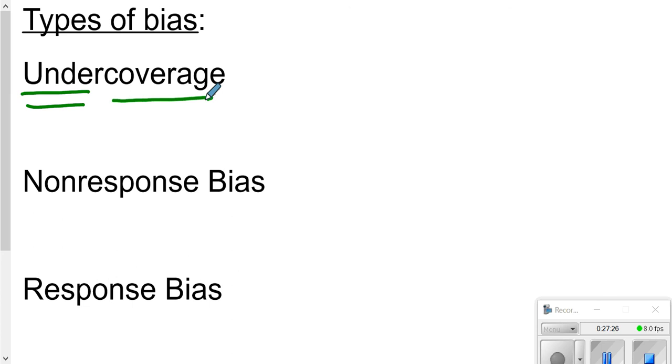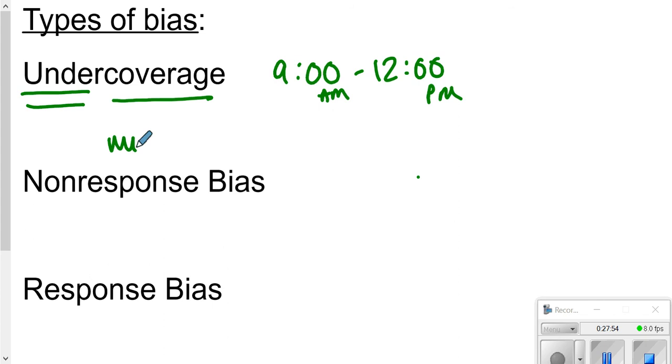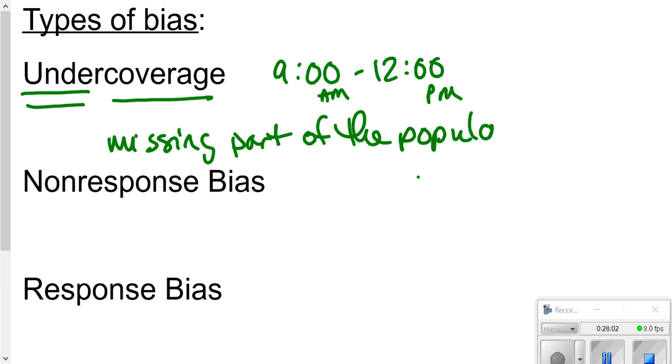So if I had a survey and I said I'm going to walk up and down my street and around Lake Forest, and from 9 o'clock to noon I'm going to ask people survey questions, that would be undercoverage because there are some people who are literally not home during the daytime hours because they have jobs outside the home, okay? So undercoverage is where you are missing part of the population because of what you are doing in terms of designing the study.